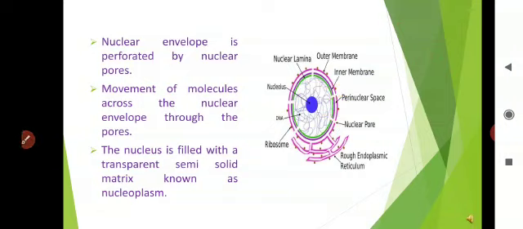Next, the DNA. DNA generally constitutes the genetic material of the cell. This genetic material is distributed throughout the nucleoplasm. The nuclear lamina is a protein structure, and the DNA is in the form of chromatin fibers. During cell division, they become ribbon-like structures known as chromosomes.